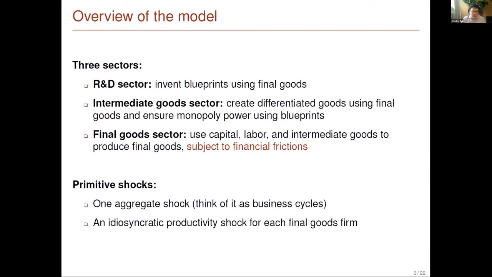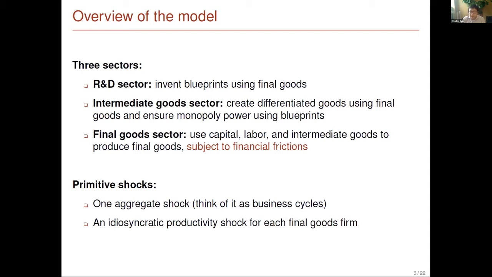In our model of the economy, there are 3 sectors, just like Romer's endogenous growth model. There's an R&D sector. This sector is kind of like inventors. They're producing blueprints using final goods. And why in this economy do we need blueprints?